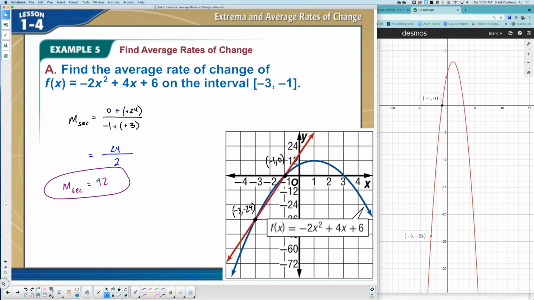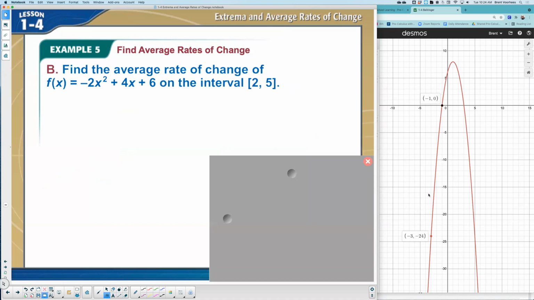That means the rise is 12 units for every 1 unit of run. This red line would be going up 12 over 1. It's hard to see there, but over here you can see it a little bit better that it is really a steep line, up 12 over 1. All right, let's try part B here.